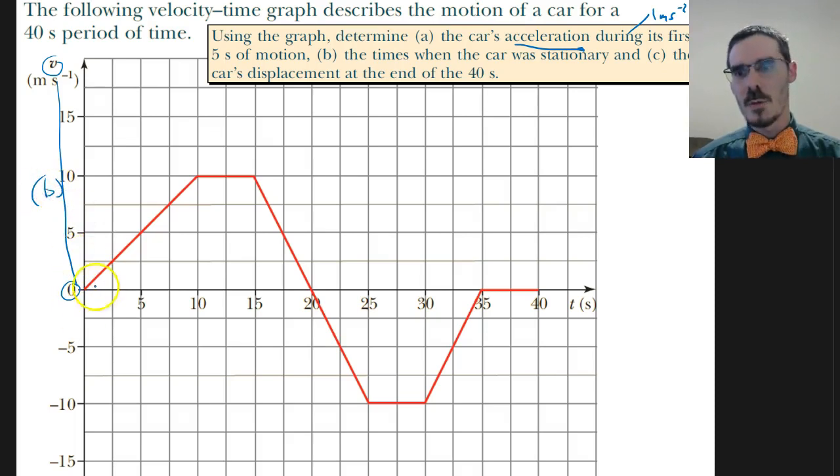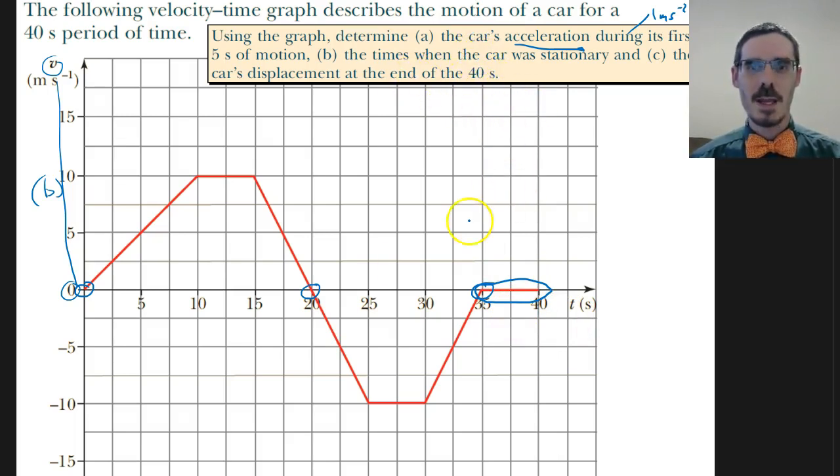Okay? Which means it was stationary here, again at 20 seconds, and again at 35 seconds. Actually, no, all the way from 35 to 40 seconds. That's B. But what about C?